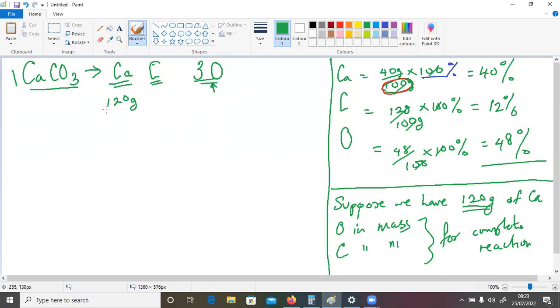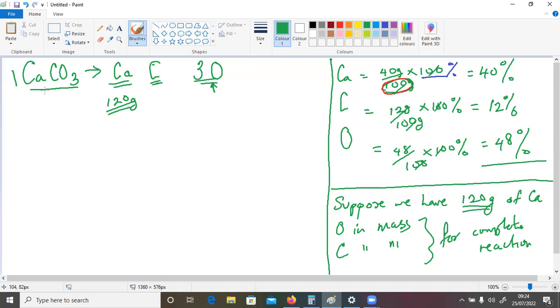So this is what I'm going to do. Let me calculate the number of moles. I'll do it in two ways. First of all, using the percentage composition, and then using the number of moles.